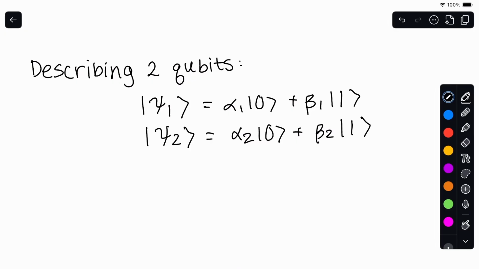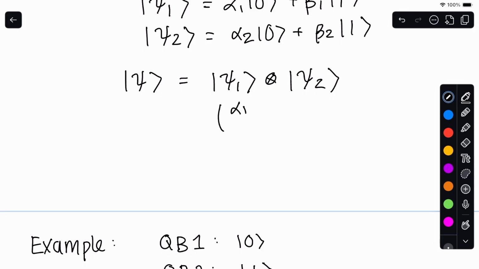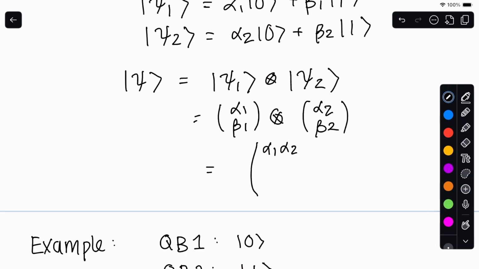Well, what we're going to do is called a tensor product. So the total state is going to be psi 1 tensored with psi 2. And what that looks like is as follows. So we'll have alpha 1, beta 1, tensored with alpha 2, beta 2, and we just take the first element here and we multiply it by both elements of the second one, and then we take the second element of the first one and multiply it by both elements of the second one. So that's how we construct our 4-element vectors.